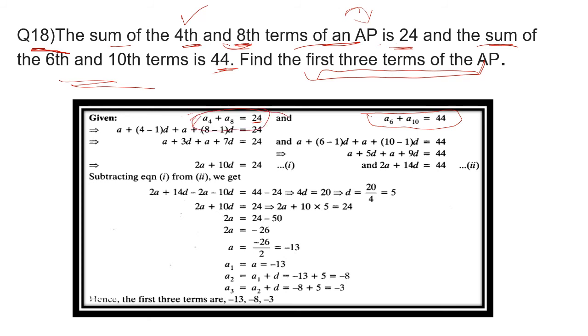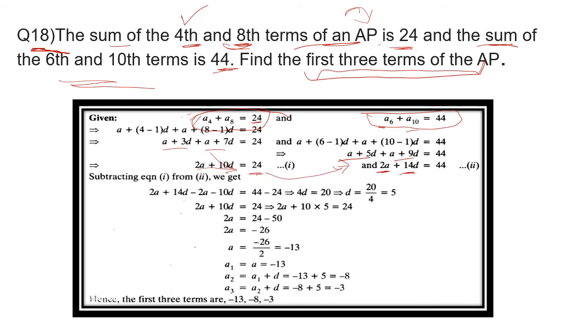So you are going to open the general term for these terms. A4 is equal to A plus 3D, and A8 is equal to A plus 7D. Similarly for A6, it is A plus 5D, and A10 is equal to A plus 9D. After solving this, A plus A will be 2A, plus 3D plus 7D is 10D, is equal to 24. Similarly, we simplify the second expression, and it comes out to be 2A plus 14D.